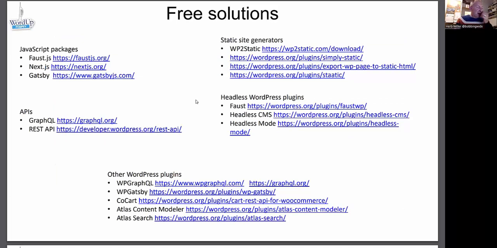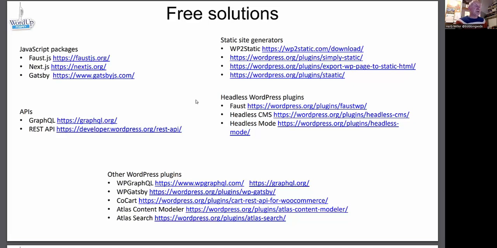Right, the free solutions. So we saw previously the different components. You can get Faust.js as a bit of code which you can download, so you can build something the same as the WP Engine solution. Or you can get Next.js, which Faust.js actually uses, or you can get Gatsby. And there you have some JavaScript stuff that you can download and start building in your node.js environment.